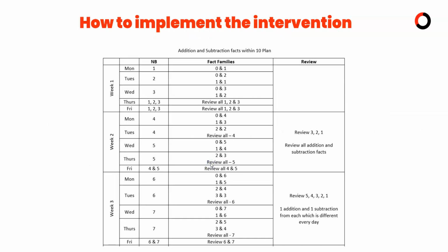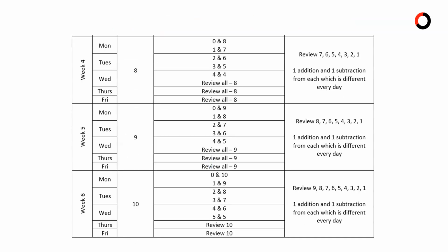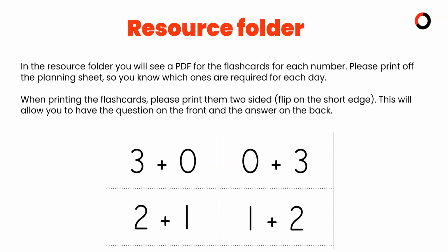So how to implement the intervention. The school that developed this has shared their schedule, which goes through week 1, week 2, week 3, week 4, week 5, and week 6. In the resource folder, you will see a PDF for the flashcards for each number. You can print these off from the planning sheet so you know which ones are required for each day. Possibly with class versions, you might want to use a PowerPoint for this, but this is optional for you. And that's some of the advice that we've had back from teachers who've delivered this in the past year.